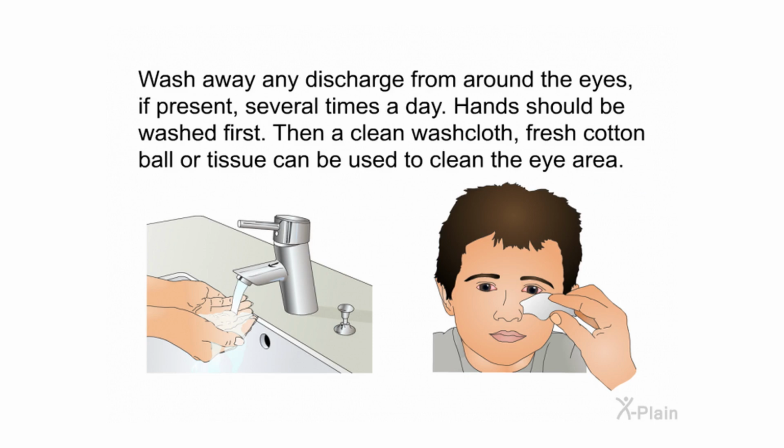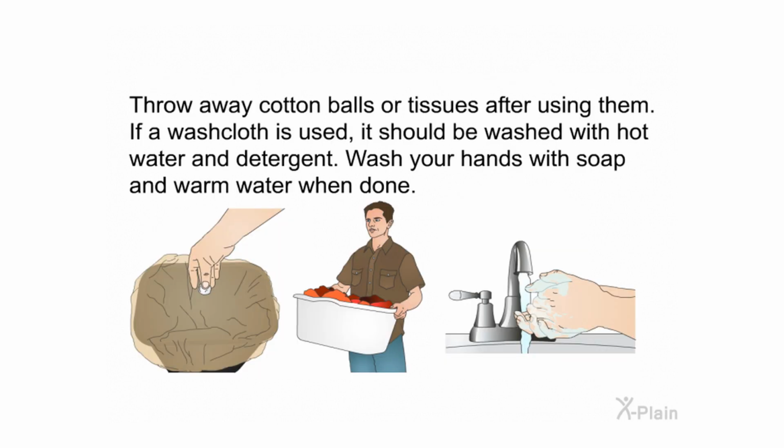Wash away any discharge from around the eyes, if present, several times a day. Hands should be washed first. Then, a clean washcloth, fresh cotton ball or tissue can be used to clean the eye area. Throw away cotton balls or tissues after using them. If a washcloth is used, it should be washed with hot water and detergent. Wash your hands with soap and warm water when done.